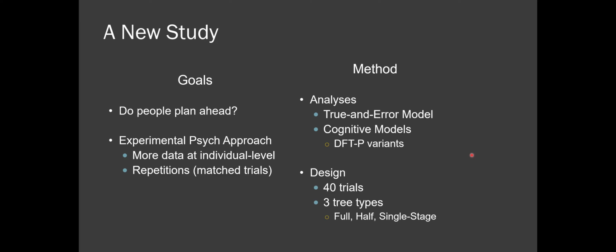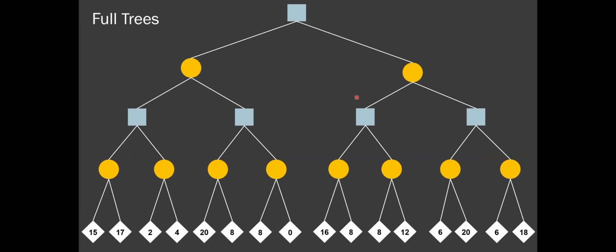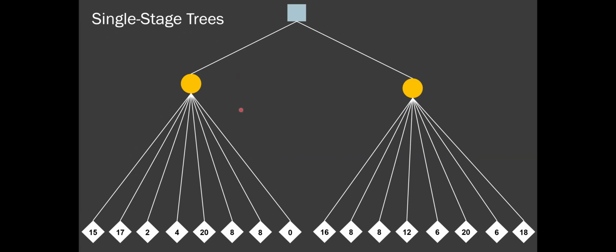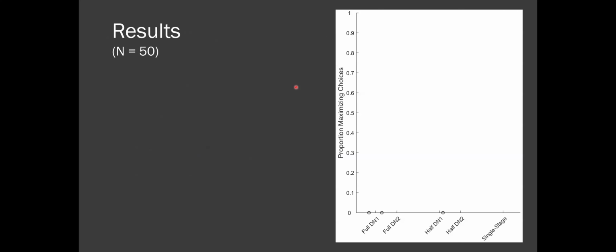We've got 40 different trials and three types of trials. First, we have full trees that look like this, and they all have the dominant structure I explained previously. Then we have half trees, where we take half of the chance nodes and collapse them down to a sure thing with the expected value of the gamble. And then we have single-stage trees, which are a nice comparison, because this is what Hey and colleagues think the non-planners are treating the decision trees as.